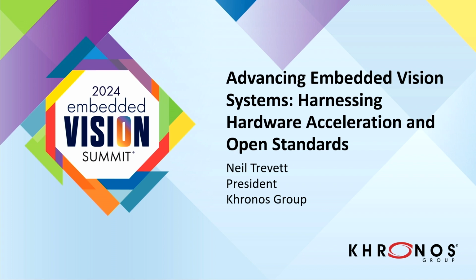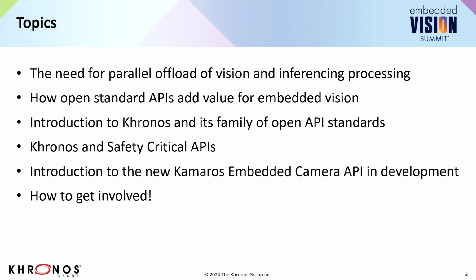So I have 20 minutes, so thank you for the introduction, Mike. That was a great summary of the themes that we're going to be covering over the next few minutes. So we're going to be looking at the need for parallel processing for vision and inferencing, and can open standards add value? And spoiler alert, we think they do. We're going to look at the Khronos standards and how they relate to the various markets for embedded vision, including safety critical. And because this is the embedded vision conference, we are going to be looking at the new Kamaros embedded API for cameras that Mike mentioned.